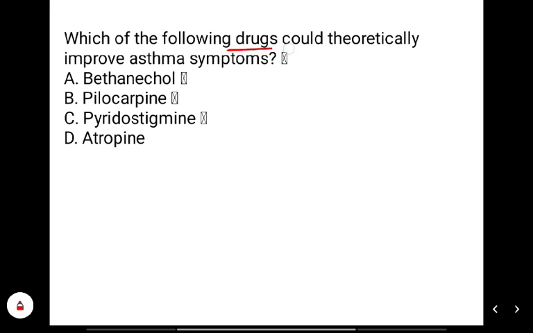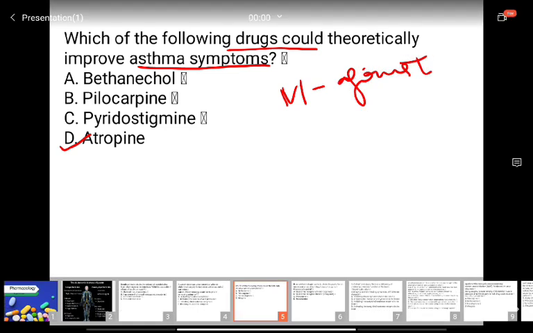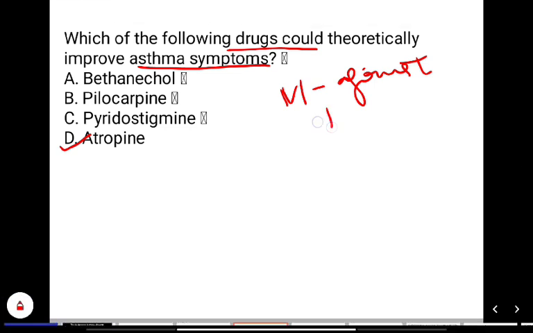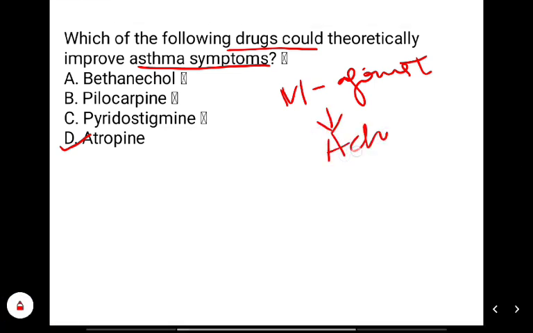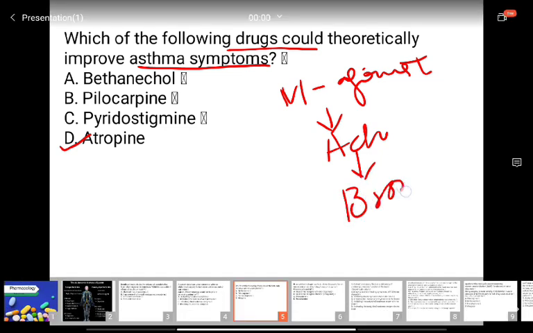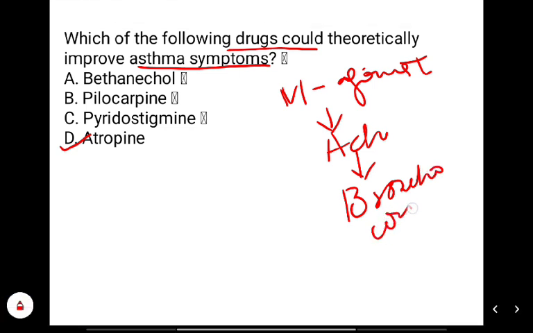Which of the following drugs could theoretically improve asthma symptoms? Bethanechol, pilocarpine, pyridostigmine, atropine. Because it does not constrict. Muscarinic agonist, always remember, muscarinic agonist, which increases the level of acetylcholine, will cause bronchoconstriction.